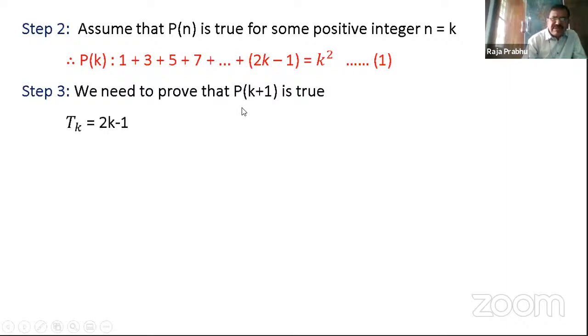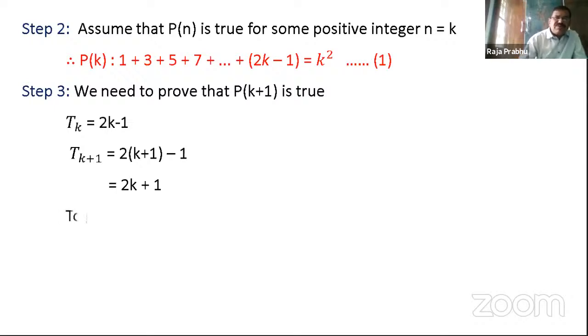Now we want P of k plus 1. To get P of k plus 1, we have to find the k plus 1th term, that is t of k plus 1. Means in the place of k, write k plus 1 here. 2 into k plus 1 minus 1. When you simplify this, 2 into k is 2k, plus 2 into 1 is 2, minus 1 becomes plus 1, that is 2k plus 1 is the k plus 1th term of that sequence or series given.